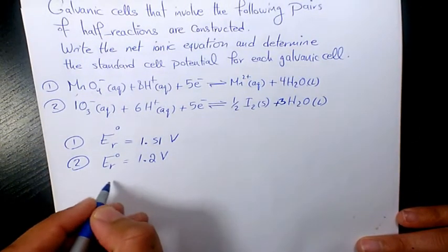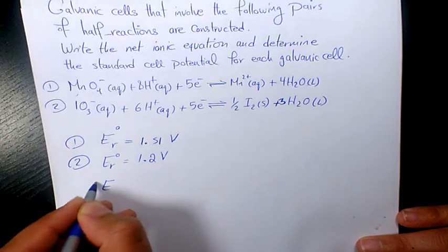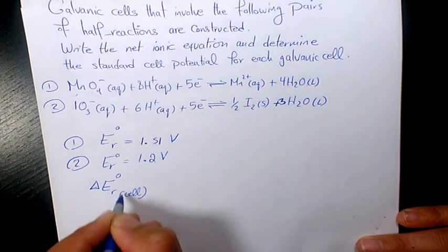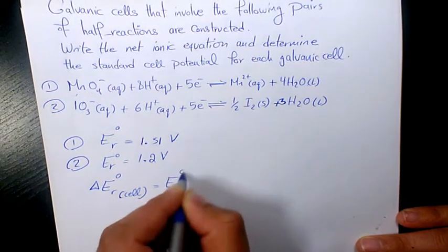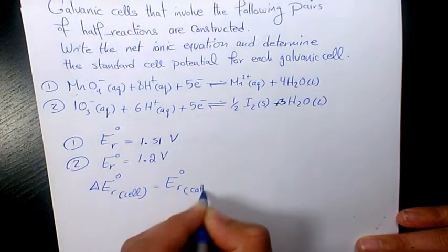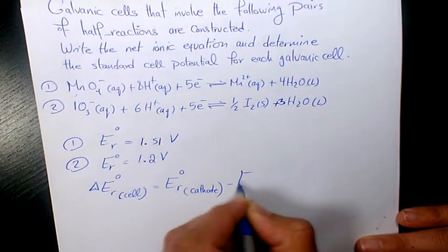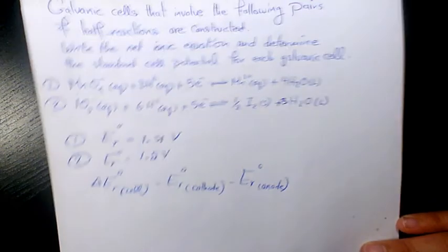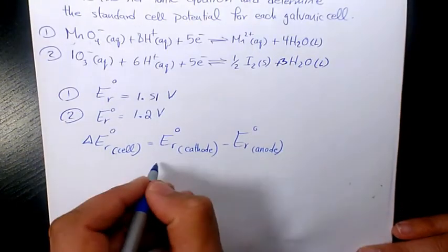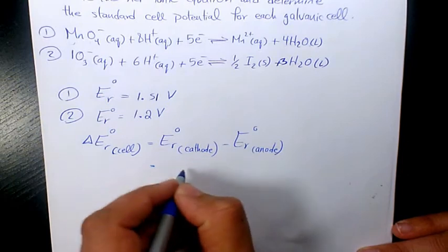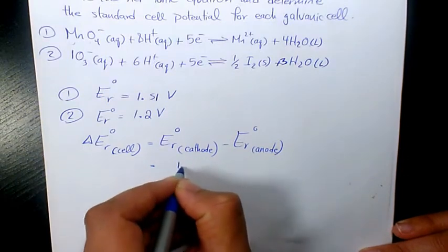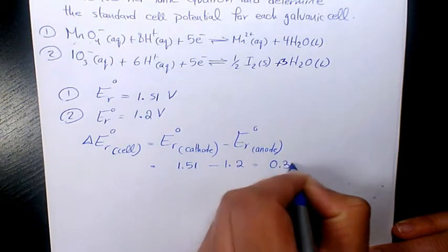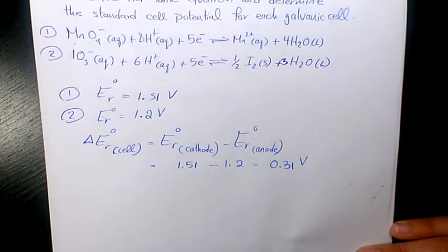So I can say ΔE° of cell equals E° of cathode minus E° of anode. So that's the standard cell potential. That's going to be 1.51 minus 1.2. That's going to give me 0.31 volt.